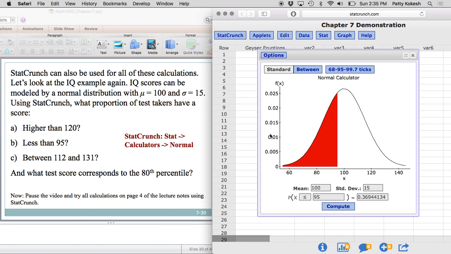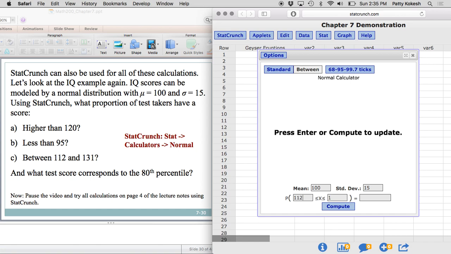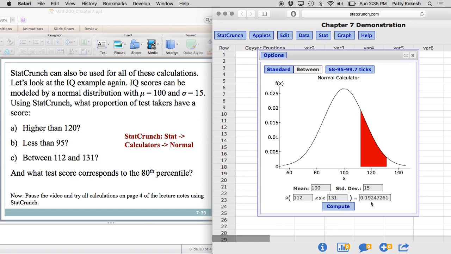Now, if you want between, all you have to do is go up here. Instead of selecting standard, you select between. The mean and the standard deviation still carry over from the previous, which is really nice. And I want between 112 and 131. I click compute, and I get 0.1925-ish. So about 19.25% are going to score between those two values.